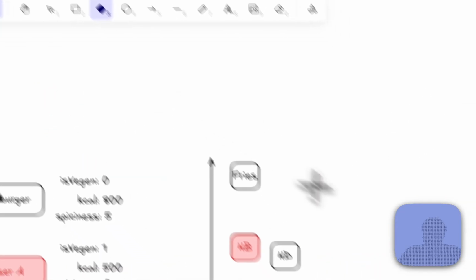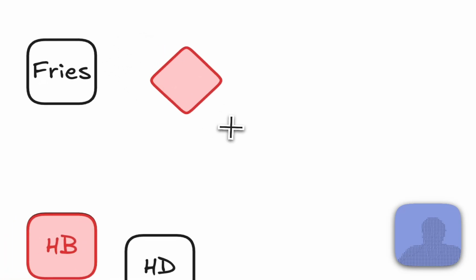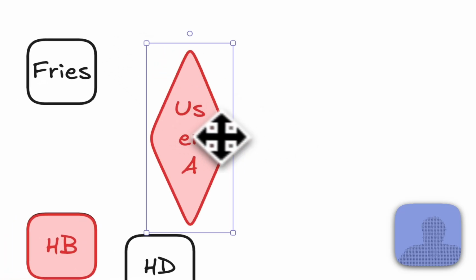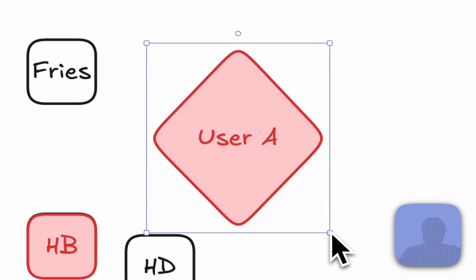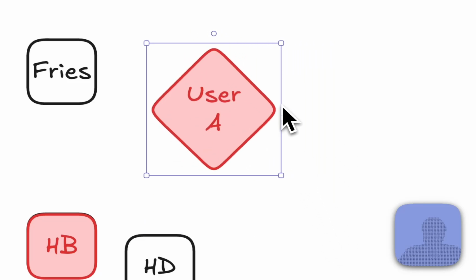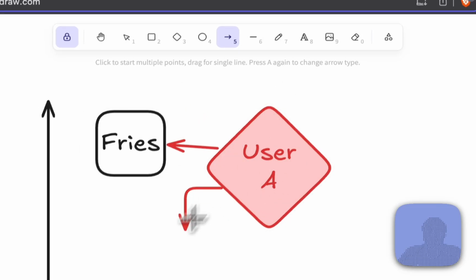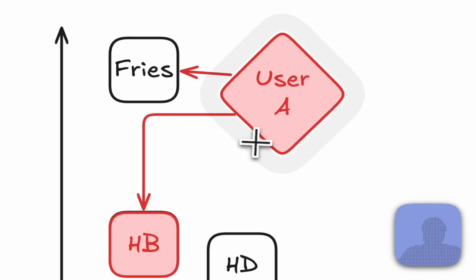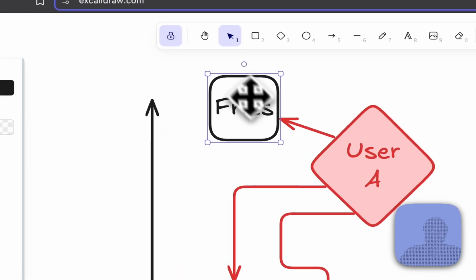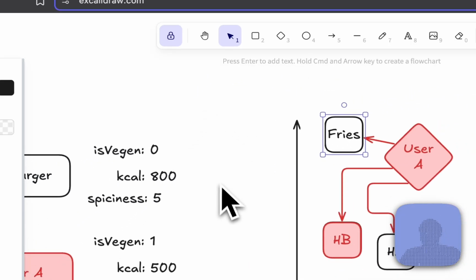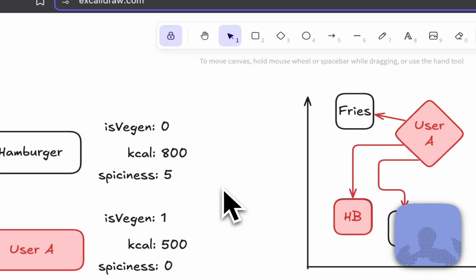What you can do then is, in the same coordinate system, put your user A in the same system, and try to find items which are closest to the user. So again, it goes through each item and sees fries is the closest. So it would give user A fries as a recommendation. So this is how it works.